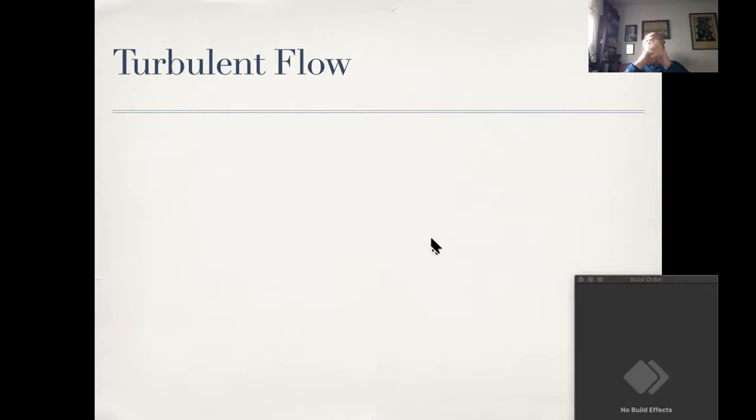Okay, the mathematical understanding of the phenomenon which is called turbulence is still open. There are many attempts to solve it, and there are very important results, but a full understanding of that particular phenomenon is still missing.